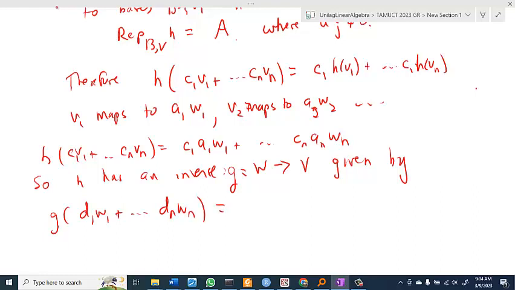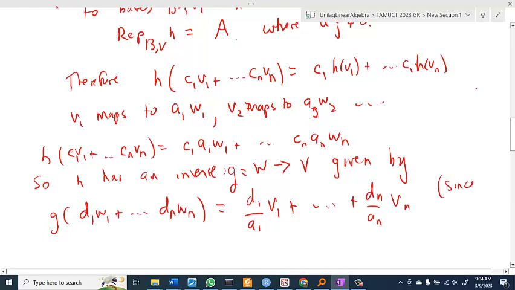Now, what do I have to do? Well, when I applied H, I multiplied each coefficient by A. When I apply the inverse, I'm going to have to divide. So this is going to be D1 over A1 V1 plus ... DN over AN VN. Now this is possible since AJ is unequal to 0.